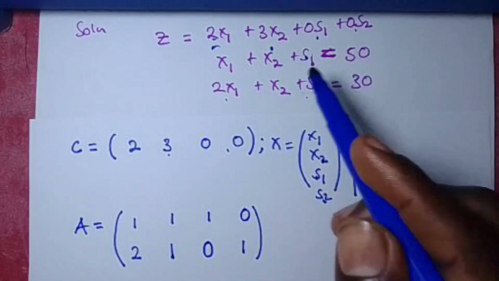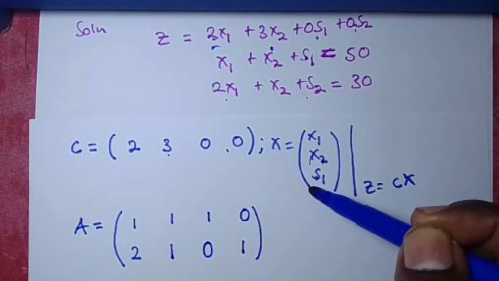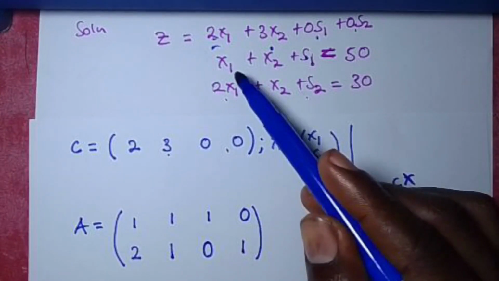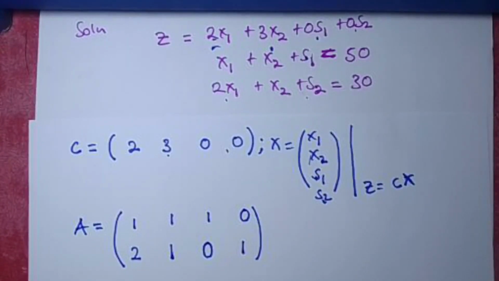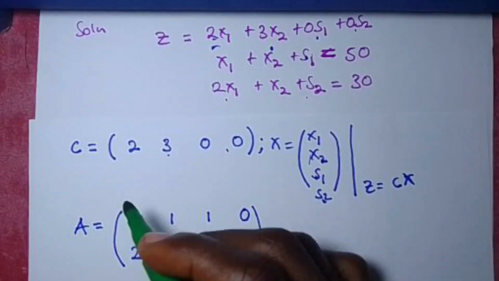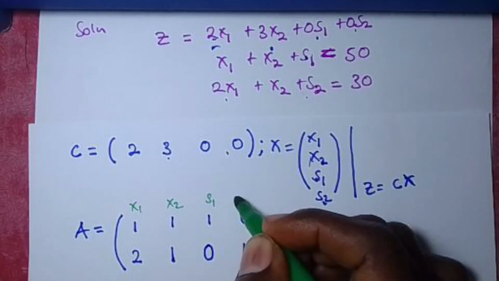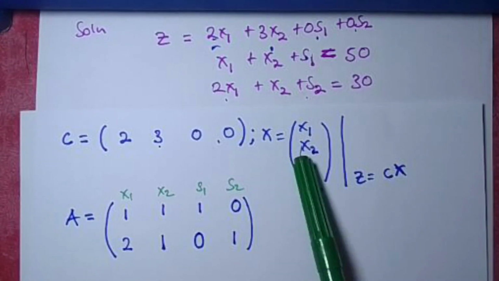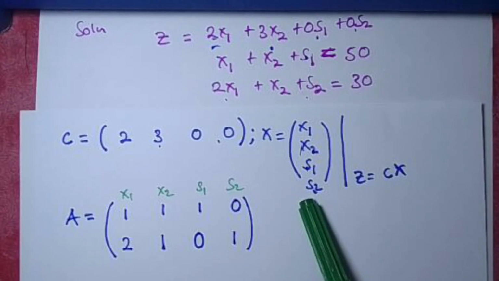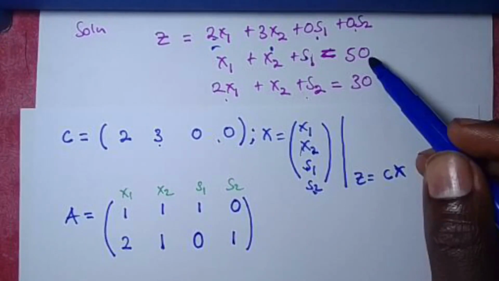Since we have already generated our set for the variables, we don't need to write another set for x1, x2, s1 and s2, because you simply realize that this is representing x1, this is representing x2, this is representing s1, and this is s2. So you don't need to redefine this set for x's, since it is going to look directly like this.